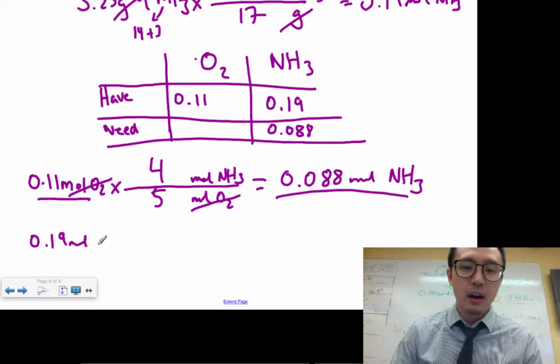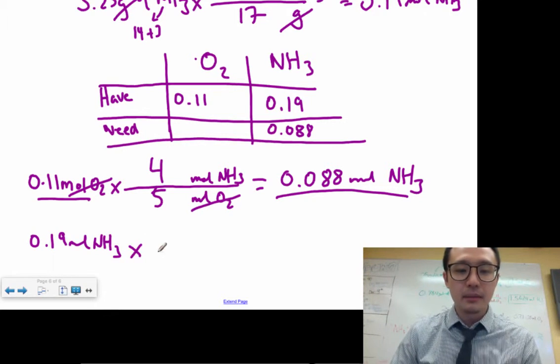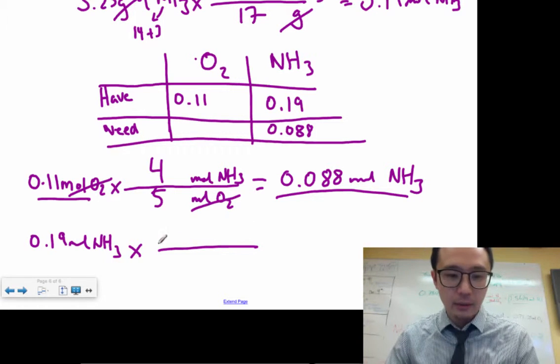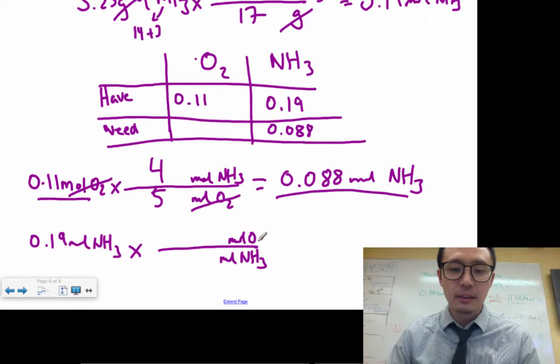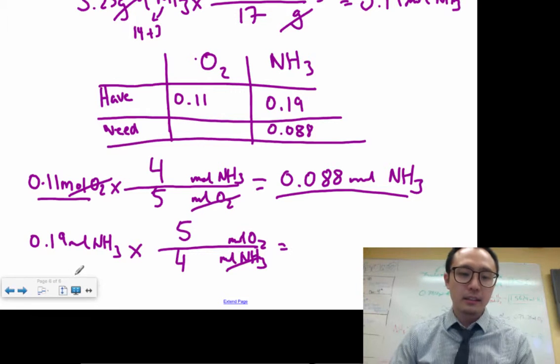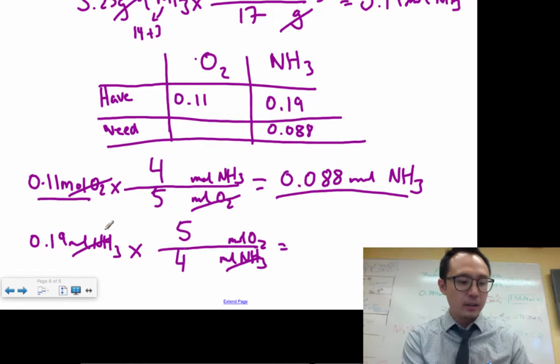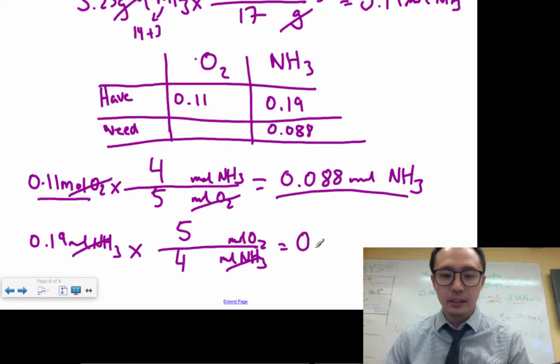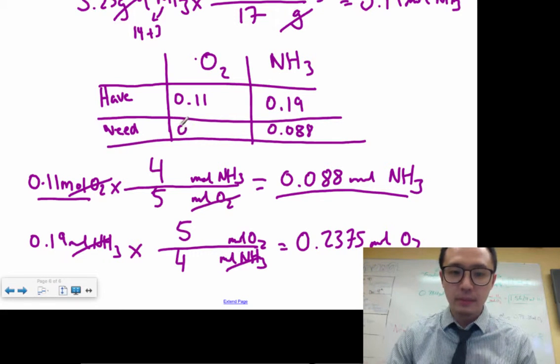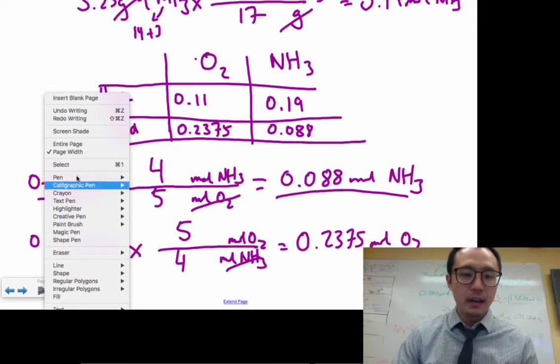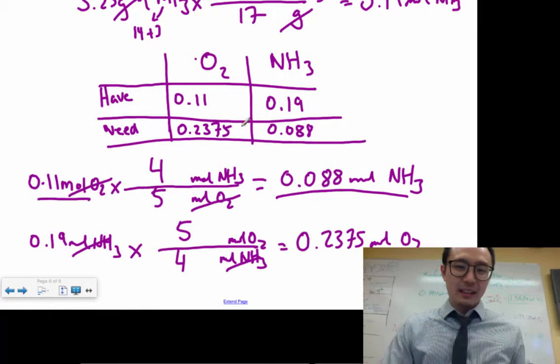Next one, I'm going to use 0.19 moles of NH3 times division bar, so I need to calculate the other one. So my moles of NH3 is going to be reversed from the top, so you can see instead of 4 to 5, I have 5 to 4. And then calculate this, cancel, so 0.19 times 5 divided by 4. My answer is 0.2375 moles of O2. So this is 0.2375.